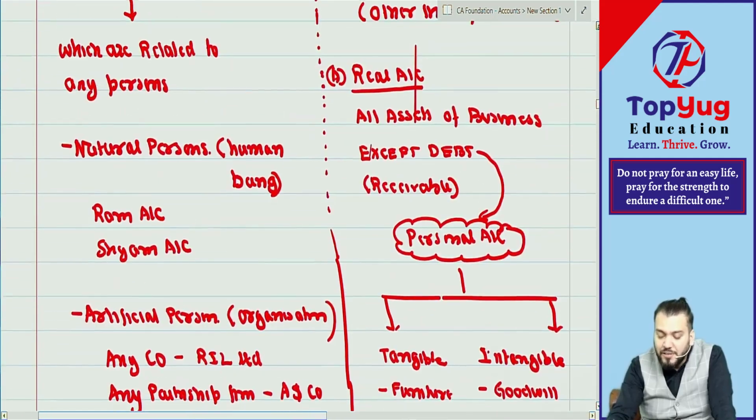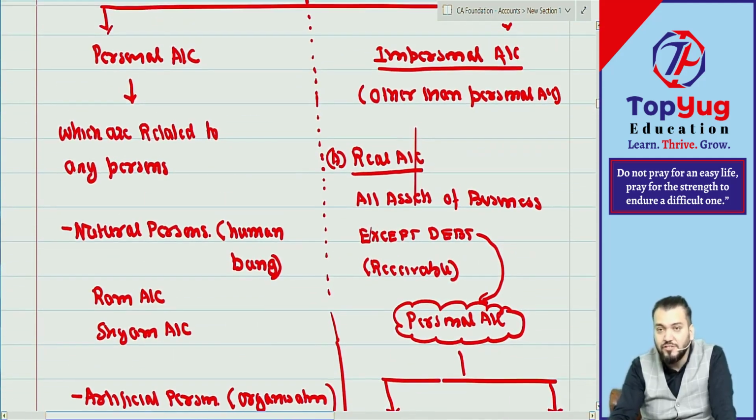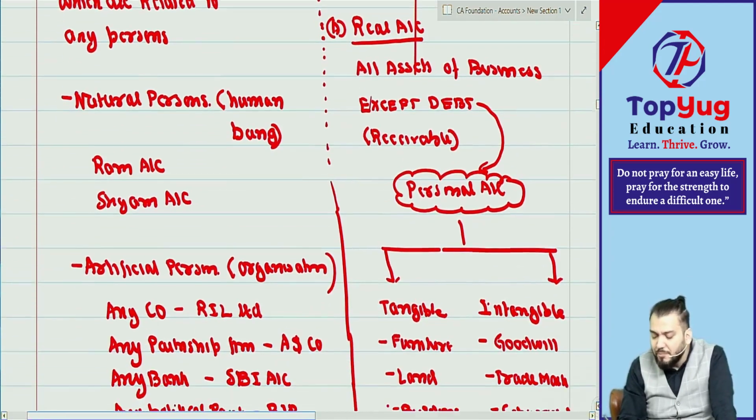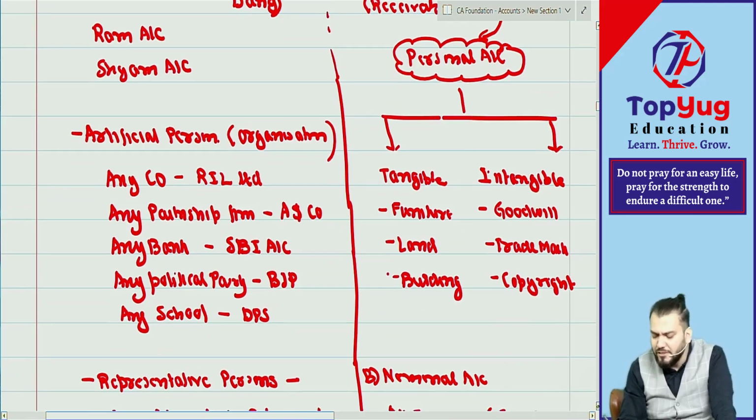Then we have understood that impersonal accounts are those accounts which are not related to persons, means other than personal accounts. So there are two types of impersonal account. One is real account, other is nominal account. Real account means all assets of business except debtors. That means receivables. So receivables are also assets, but receivables will be what? Personal account. Therefore, it cannot be real account. So any account which is personal account cannot be real account, but that personal account can be an asset. So asset can be real account as well as personal account. So we have understood that real account can be tangible asset as well as intangible asset. You know the example.